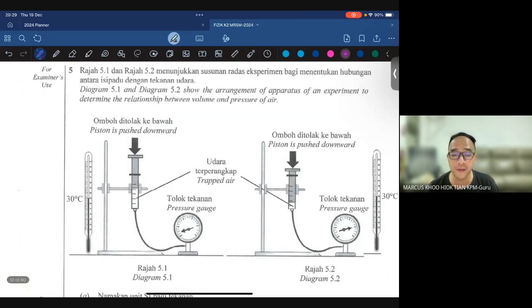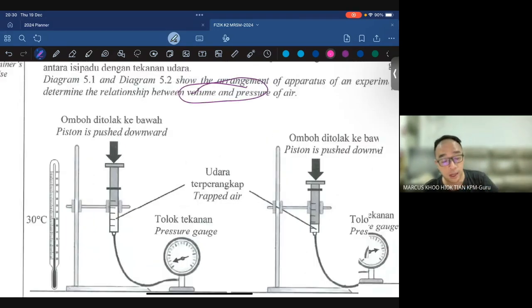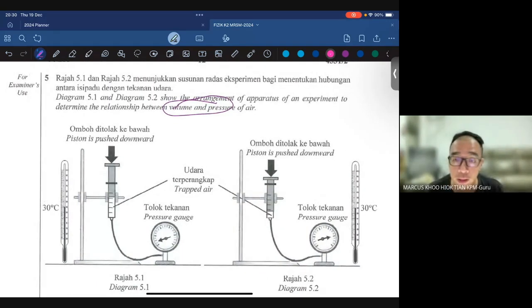Okay, number 5. Oh, actually we're going pretty fast today. The other day it took me so long to get to question number 5. Okay, don't jinx it. Nanti kan lama lagi. Okay. Diagram 5.1, 5.2 show the arrangement of apparatus for the experiment to determine the relationship between volume and pressure. I think I did this in the Terengganu paper.